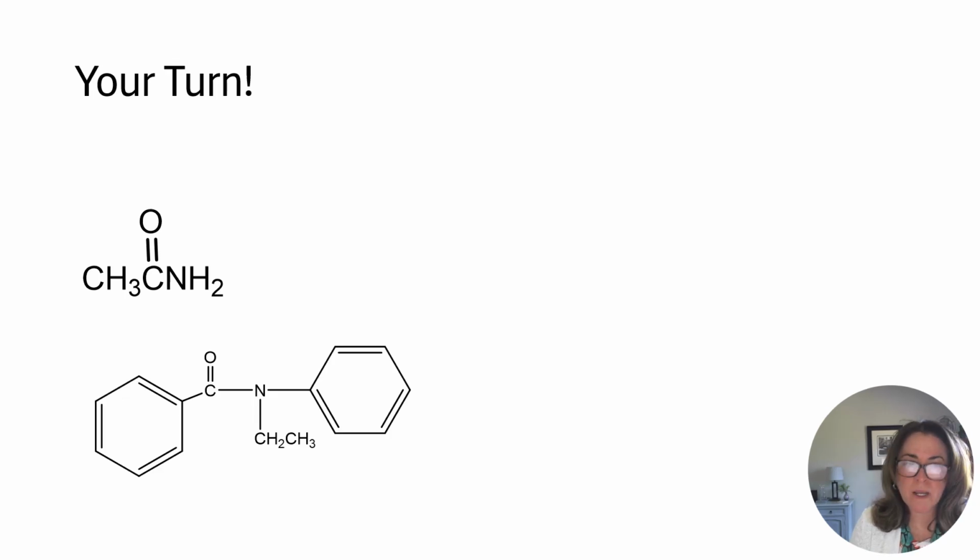All right, woohoo, it is your turn. So remember, when we get to a point like this, pause the video, make sure you can name this before I show you the name. All right, so our first molecule, here is my parent chain. I have 2 carbons. This is going to be an ethan. It's a primary. There are no substituents on the nitrogen, so it is simply an ethanamide.